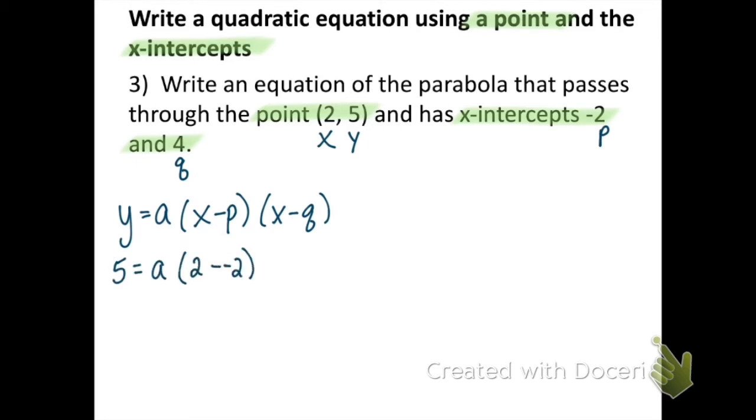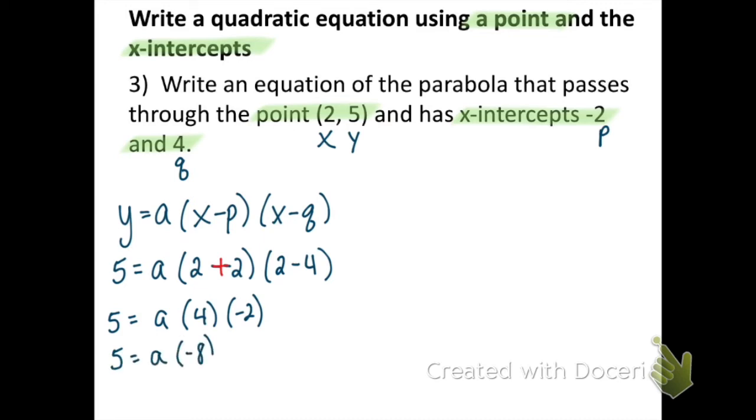Notice right here for my first parentheses, I'm going to have a 2 minus -2, which means I'm going to use a plus sign here. To simplify this, we're going to start with inside of our parentheses. So we're going to make those 4 and -2. And then since they're being multiplied, I'm going to go ahead and multiply them together. 4 times -2, we get -8. And then divide by -8. So my A value is -5/8.